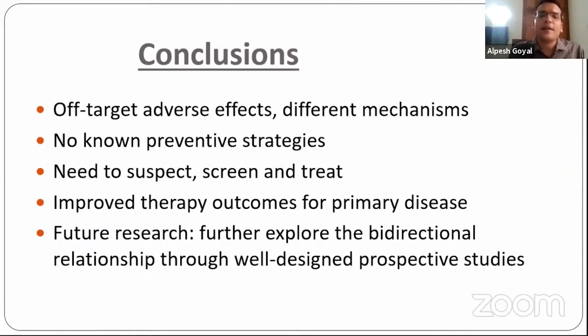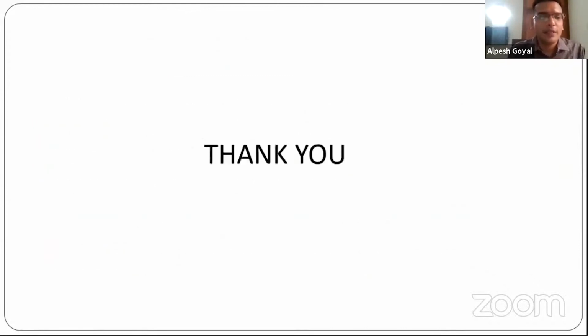It's been seen that there are improved therapy outcomes for the primary disease, and this is very interesting, but the data are mainly derived from retrospective studies. In future, we need to further explore the bidirectional relationship, how thyroid dysfunction affects cancer and how cancer affects the thyroid gland, through well-designed prospective studies.